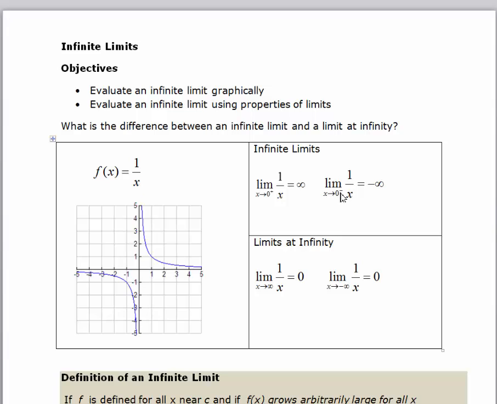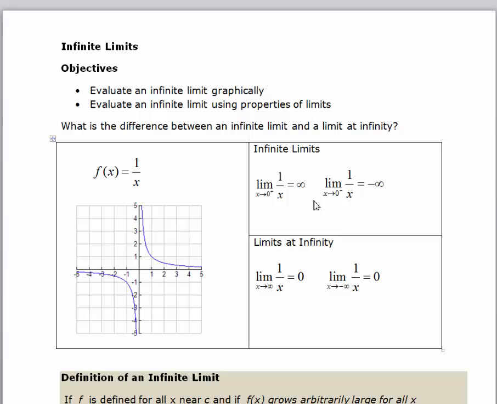As x approaches 0 from the left of 1 over x, the y values are actually approaching negative infinity, and let's look at the graph. So as the x values are getting closer and closer to 0 from the left, the y values are heading towards negative infinity. So they're growing in a negative direction infinitely. Now, infinity is not defined. It's not a finite value.